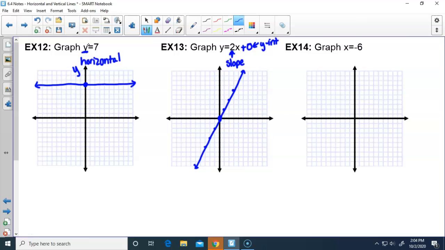Example 14 is our last example. We have x equals a number, and that is telling us that we're going to have a vertical line. So on the x-axis here, I'm going to go to where x equals -6, which is right here, and I'm going to draw myself a vertical line.